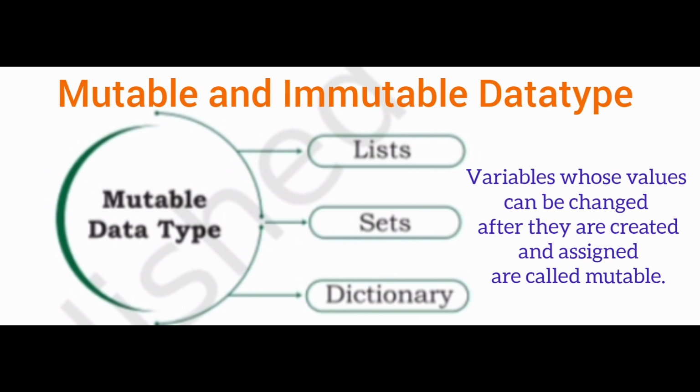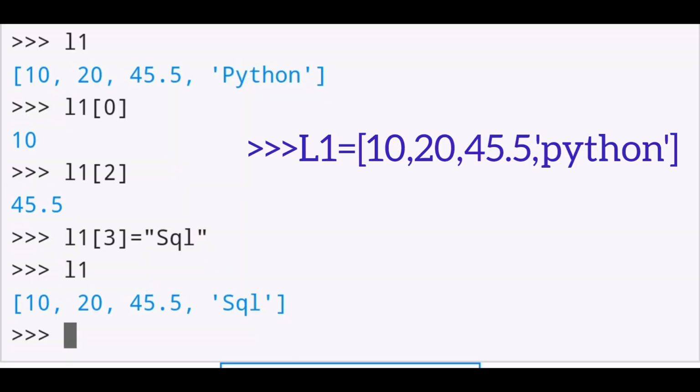Variables whose values can be changed after the creation and assignment are called mutable data types. That means we can change the values of the variables after creation. There are three mutable data types: list, set, dictionary. First, let us see what is a list.